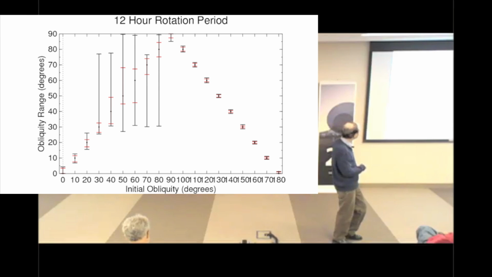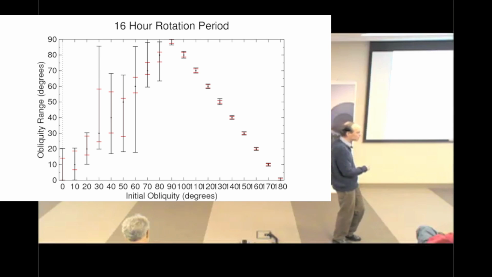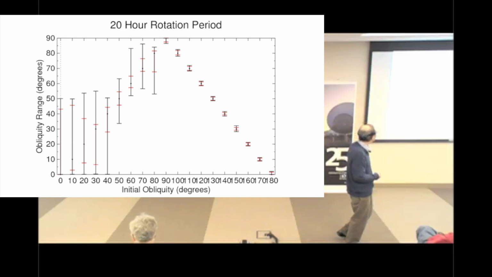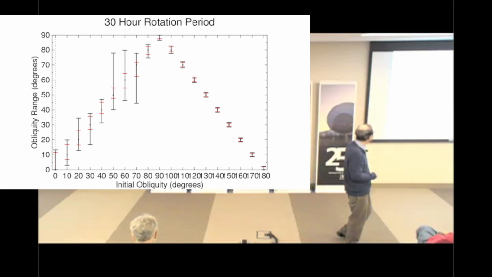16-hour, similar to 12-hour, actually. 16-hour day. 20-hour, something different. Low obliquity is very high. In all cases, retrogrades are much more stable. But the progrades vary with the specific initial obliquity and with the 20-hour period. And these are very wild ranges, much larger than we would have with our 24-hour period. 30 hours, now it's getting to be smaller variations.